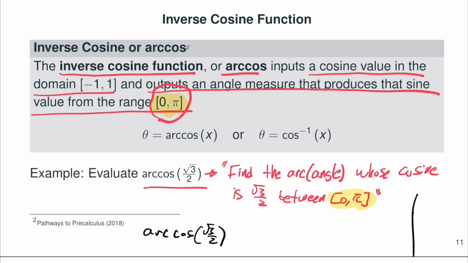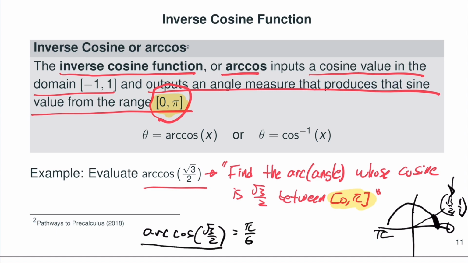If you look at the unit circle, 0 to pi, so we're only looking at the top half of the circle now. Okay. And square root of 3 over 2 is here for cosine, and this is half. This is the cosine value. So to find this angle is pi over 6. So we just evaluate our cosine as square root of 3 over 2, which is pi over 6. So knowing the unit circle and knowing the range is very important.